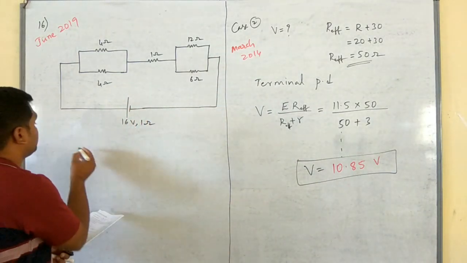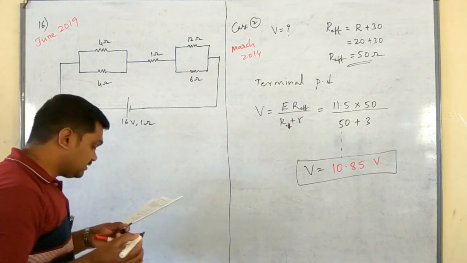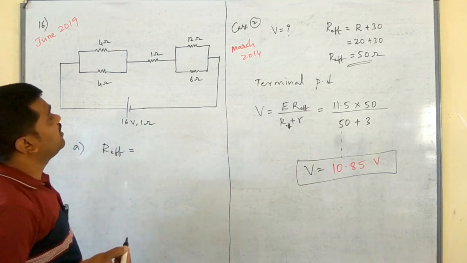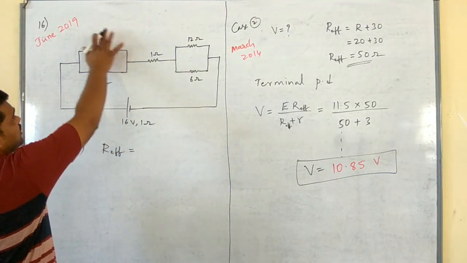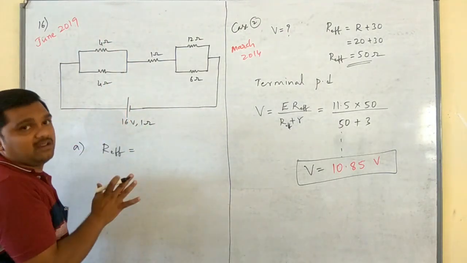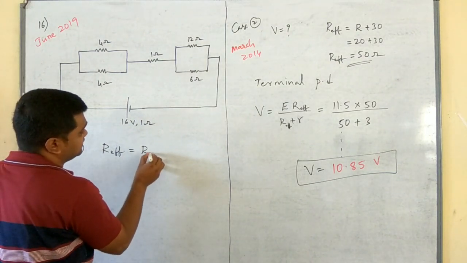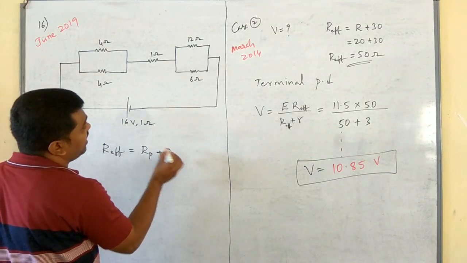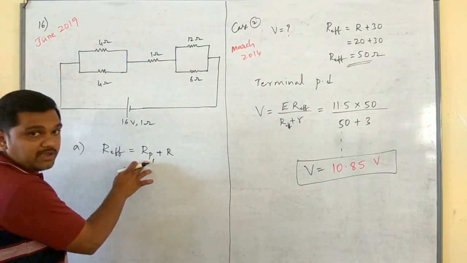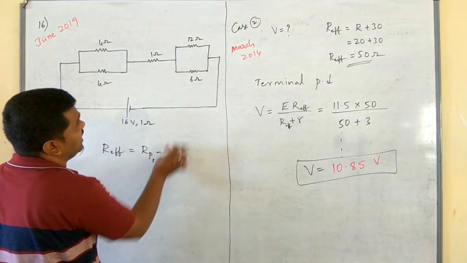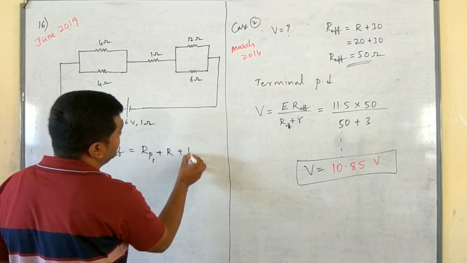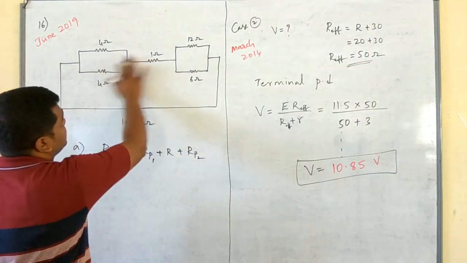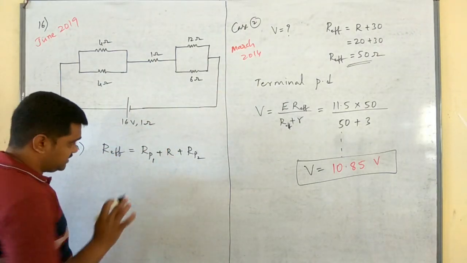So first we want to find the equivalent resistance. To find R effective, first we have to take this parallel combination. Hence I will take this as Rp1 plus this as some R, and this as Rp2. I will call this Rp1, this small r, and this Rp2, since all these three are in series.